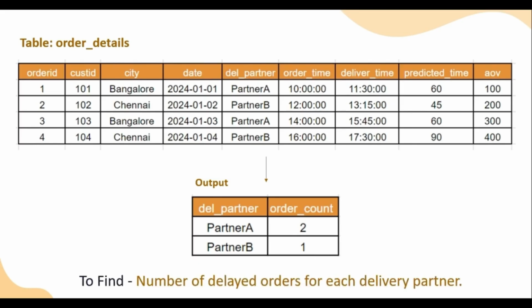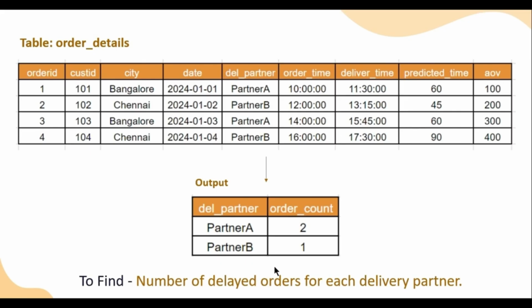But now the question is, since we have to find the number of delayed orders for each delivery partner, we will first have to find the actual delivery time the partner took. To do that, we first have to find the difference between the delivery time and the order time. Then we will be able to find the actual time it took to deliver the order, and then we will compare it with the predicted time.